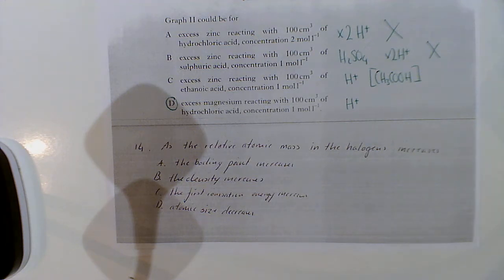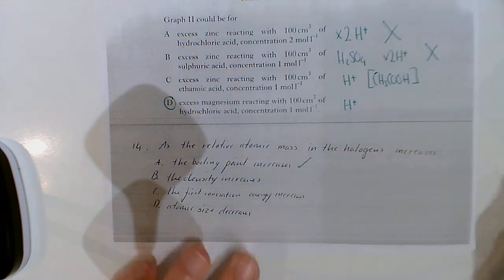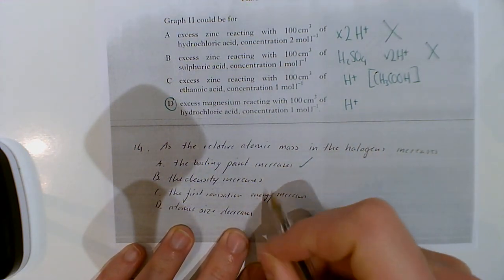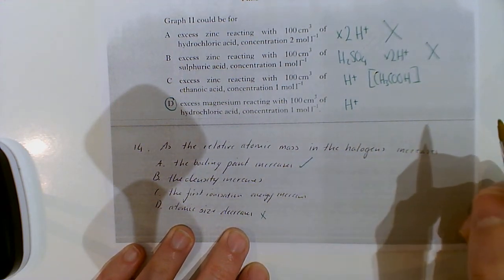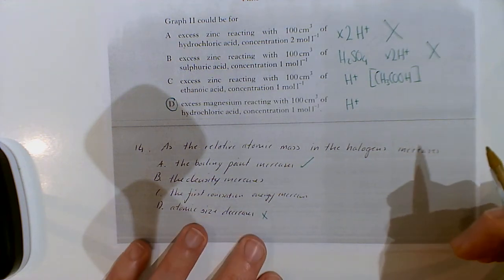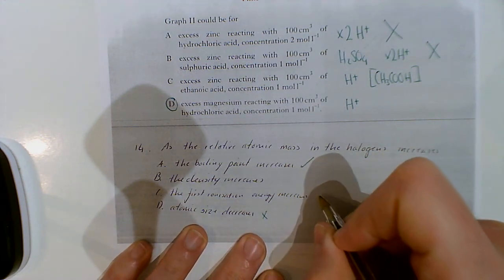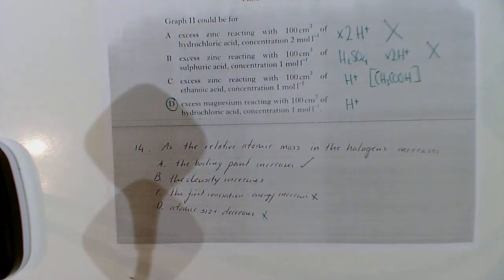So the boiling point, well, the boiling point does increase. You go from gases to liquids to solids, so that one is correct. Atomic size decreases. Well, we know atomic size increases as we go down the group. First ionization energy increases. Well, we know that decreases down a group. So that's wrong. Density. Now, density we would need to look up in the booklet.